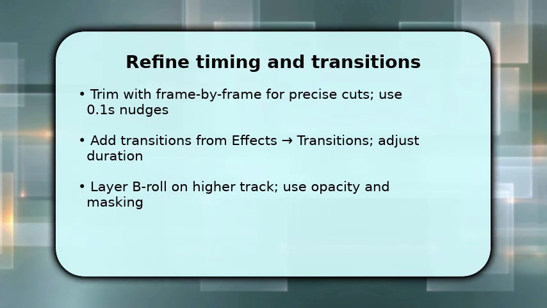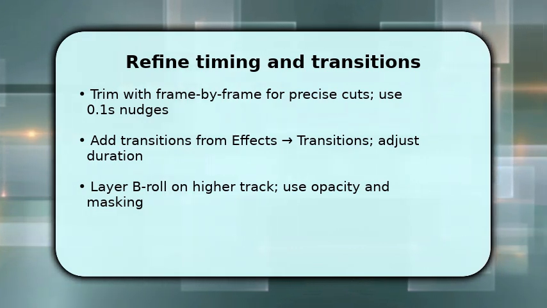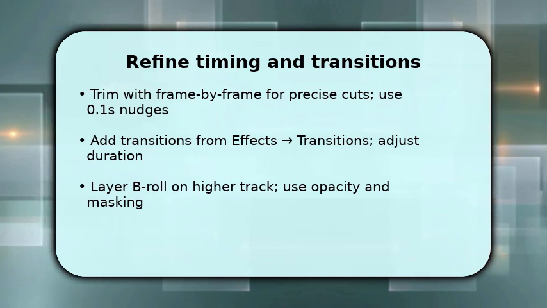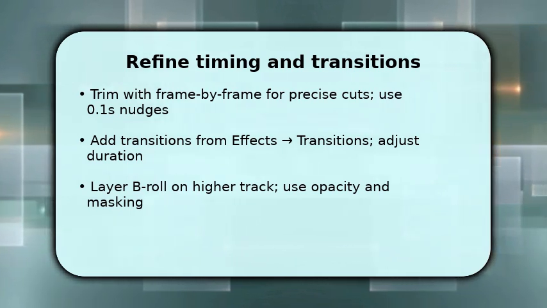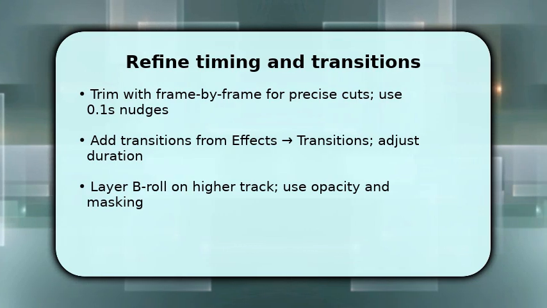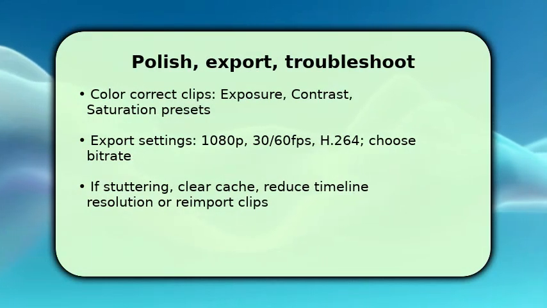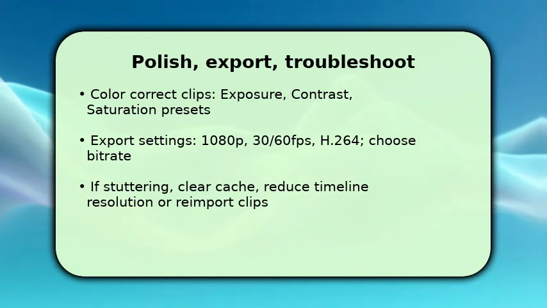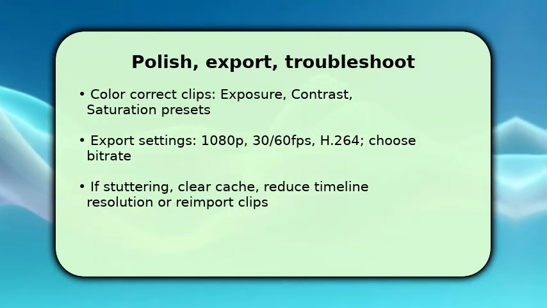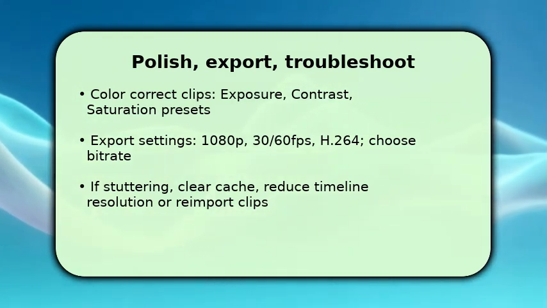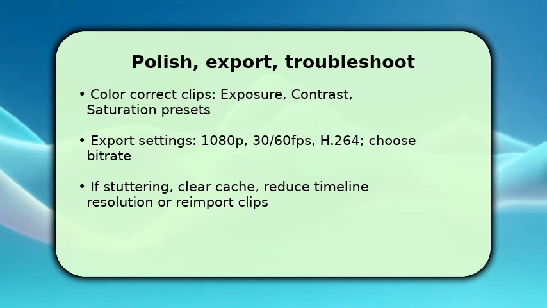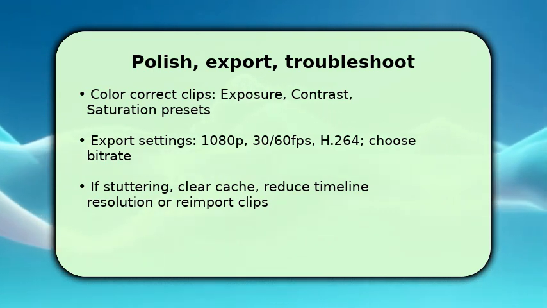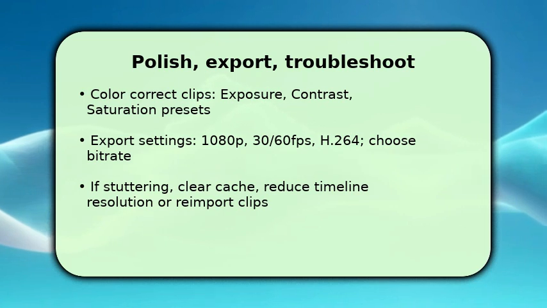Now polish the edit. Apply color correction and matching to keep shots consistent, then balance audio with volume envelopes and add final titles. Once satisfied, open export and choose resolution and frame rate, 1080p at 30 or 60 fps, and H.264 is reliable, then set bitrate appropriate for quality. If playback or exported video stutters, try clearing CapCut's cache.